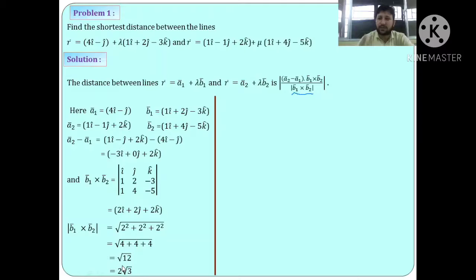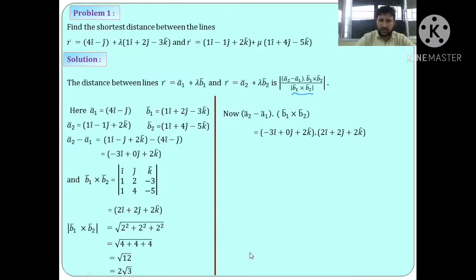Next, we calculate the dot product of vector a2 bar minus a1 bar with b1 cross b2. Check: a2 bar minus a1 bar is calculated already here, and the cross product of vectors b1 bar cross b2 bar also. Taking the dot product between these two vectors: i dot i, j dot j, k dot k, each is 1. Only these 3 terms exist.